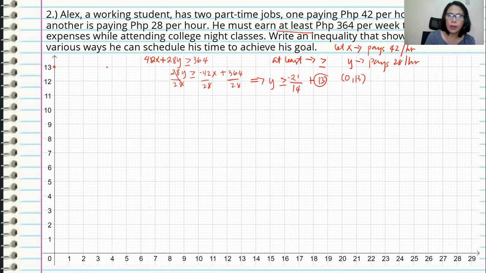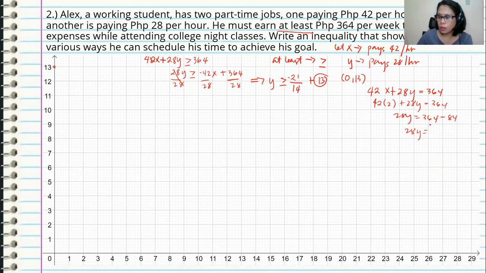So for example, if we're going to select x equals 2 and we temporarily replace it with an equality symbol, 42x plus 28y equals 364. If we let x equals 2, let's work on the values of y. So this is 84 plus 28y equals 364. So this is 28y equals 364 less 84. And this is 28y equals 280. So 280 is the difference between 364 and 84. So we got y equals 10. So if x is 2, y is 10. So we already have another point, (2, 10).